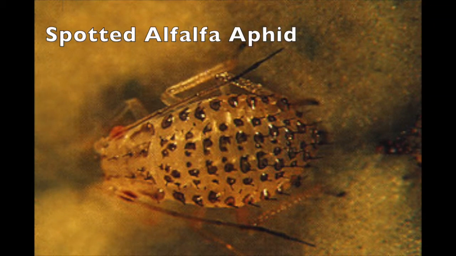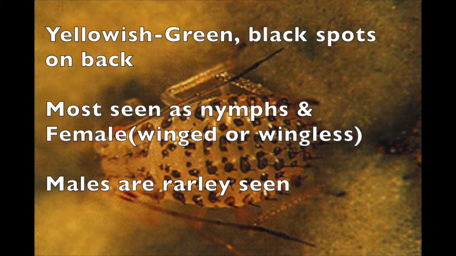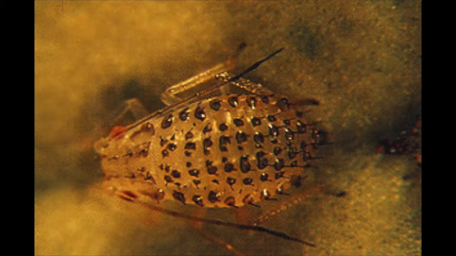What you see in the picture now is the spotted alfalfa aphid. It's from the same order and the same family as the pea aphid. It's yellowish green and has black spots on its back. Most seen are nymphs and winged or wingless females, but males are rare. They suck sap from plants.